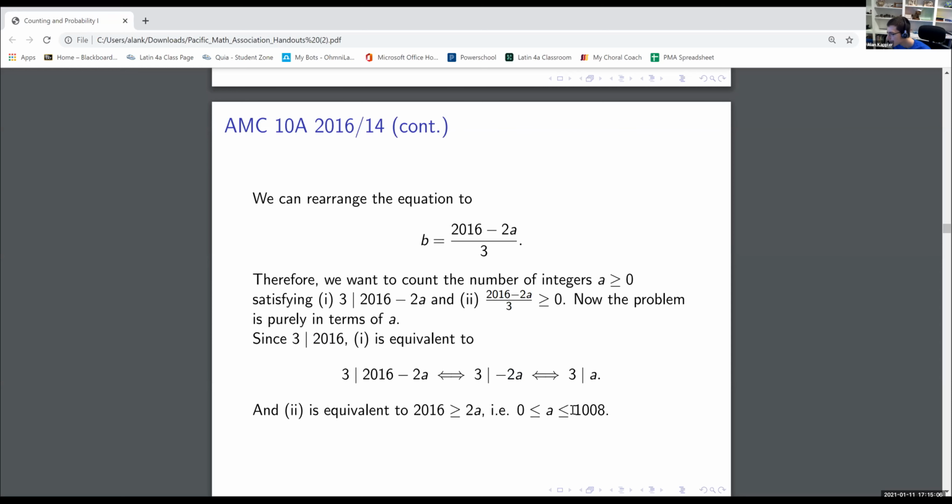And as for the constraint of why it's less than 1008, we can basically multiply both sides by 3 to get 2016 minus 2a greater than or equal to 0. Add 2a to both sides to get 2016 is greater than or equal to 2a, and divide both sides by 2 to get 1008 is greater than or equal to a. Do people get that? Yeah, that makes sense. Okay.